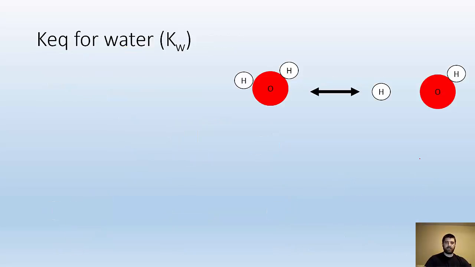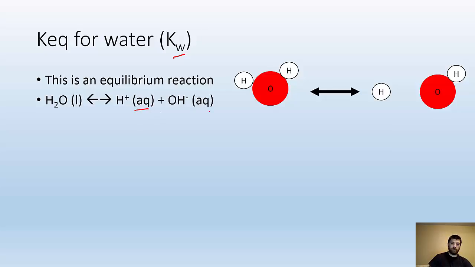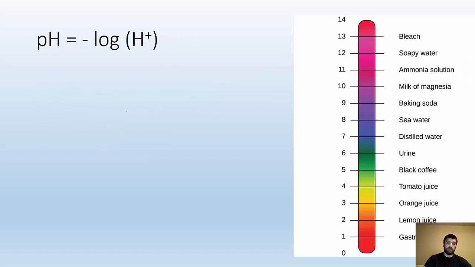So now if we talk about the K for this equilibrium, we're going to call it something special, W for water, right? KW. So this is an equilibrium reaction. H2O is going to break up into its ions. Its ions are going to combine to give you H2O again. This is what the equilibrium equation is going to look like, right? H2O liquid giving us H plus aqueous and OH minus aqueous. So remember that liquids are going to drop out of our KW expression. So we're left with just the concentration of H plus times the concentration of OH minus. And at 25 degrees Celsius, this is going to have a value of 1 times 10 to the minus 14.